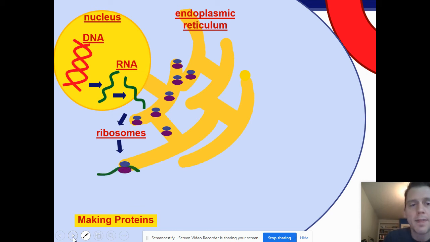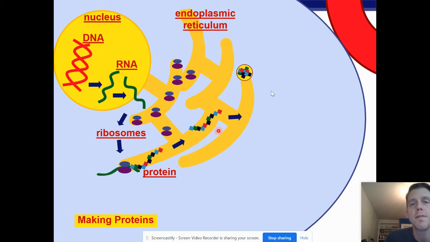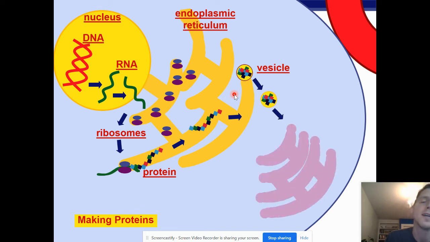And what's going to happen there is the mRNA is going to meet with the ribosome, and it's going to make a protein. The protein is going to move throughout the rough ER, and it's going to get folded appropriately. Right, you see that happening right there. All right, now a vesicle is going to bud off the rough ER, and it's going to meet up with the Golgi apparatus.